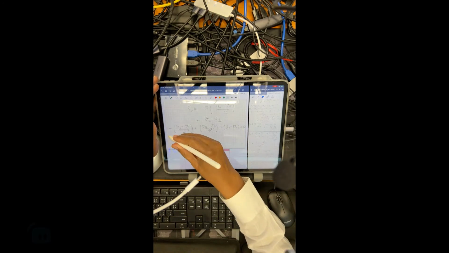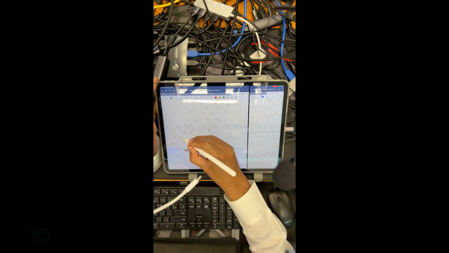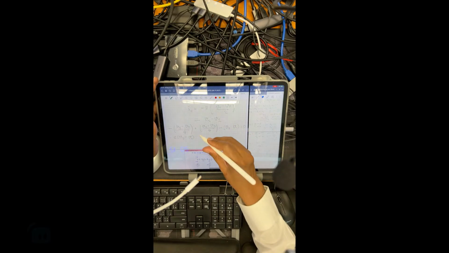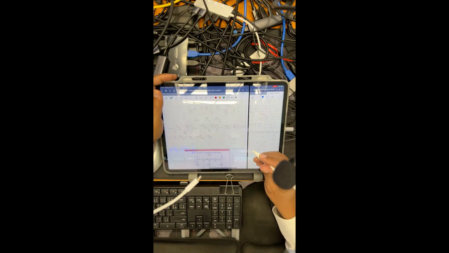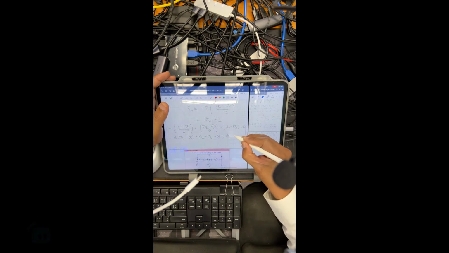8, right? We're gonna have minus 2 in front of parenthesis minus V1, and here the 8 will disappear. We have V2 minus V3. Minus V2 plus V1 equals 0, right?